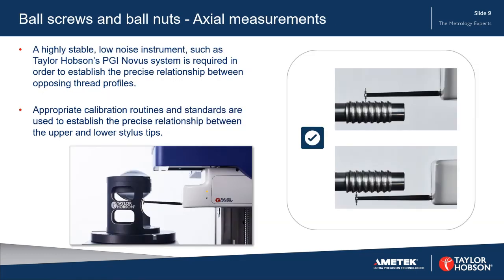So one of the things that's really needed before we can measure diameter accurately is that we need a highly stable, low noise instrument, such as Taylor Hobson's PGI NOVUS system. And this allows us to establish the precise relationship between opposing thread profiles. You can see that on the right there. To achieve all of this, we need appropriate calibration routines so that we really know the relationship between the lower stylus tip and the upper stylus tip, and we'll have a look at that in a few minutes.